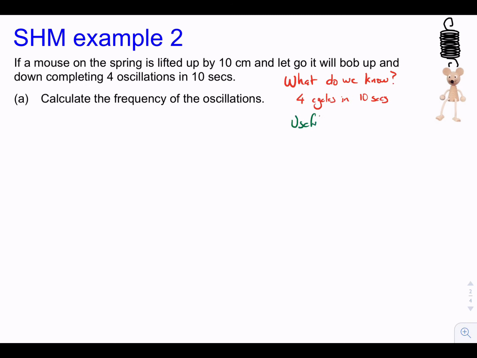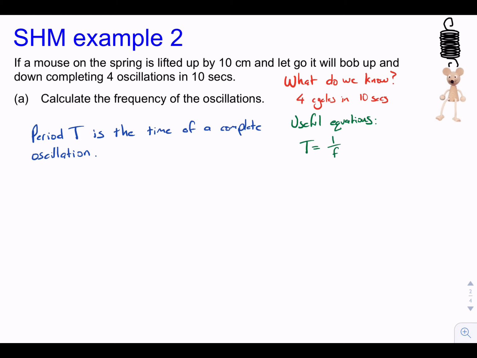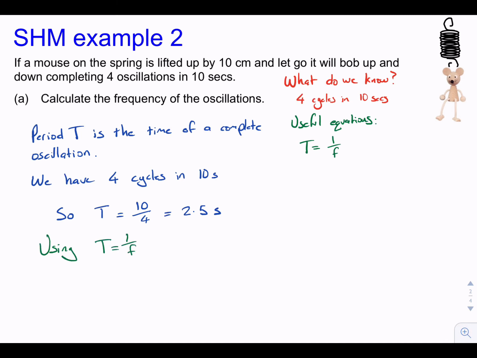The useful equations here would be that the period T equals 1/f, and you might remember that the period T is the time for one complete oscillation. Now, we have 4 cycles in 10 seconds, so therefore we can calculate that T equals 10/4, or 2.5 seconds. Now, it's very straightforward to calculate the frequency. We just take the inverse of that number, and we see that the frequency equals 0.4 Hertz.